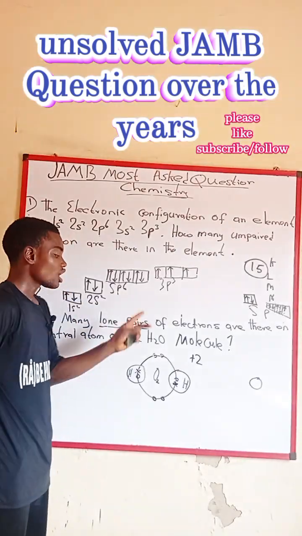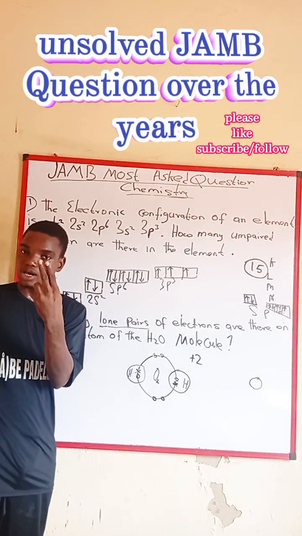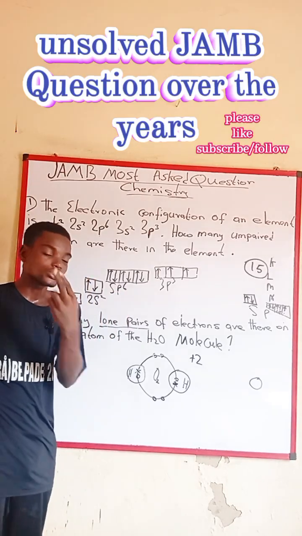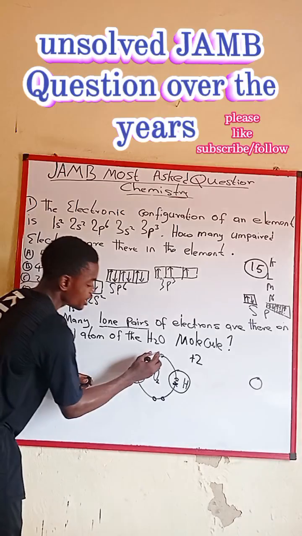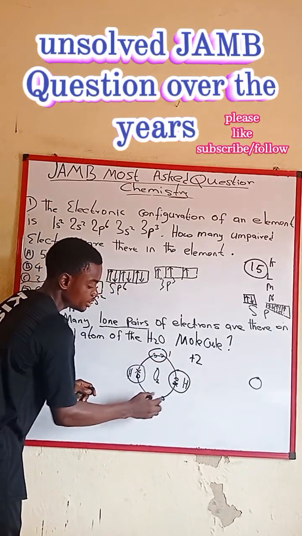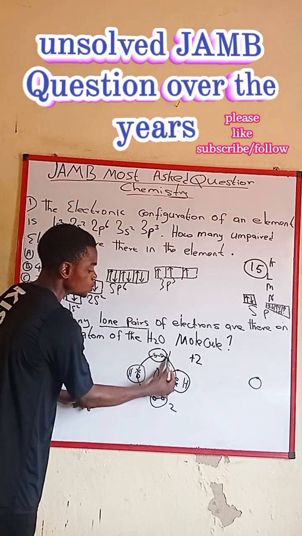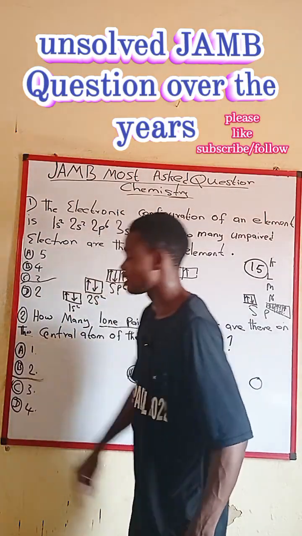Hope you understand. How many make up a pair? 2. 2 things make up a pair. So how many lone pairs? How many of those 2 things that make up pairs do we have on the water molecule? So this one here is a pair, 1. This one is also a pair, 2. We have how many now? 2 lone pairs. So this here is the correct answer.